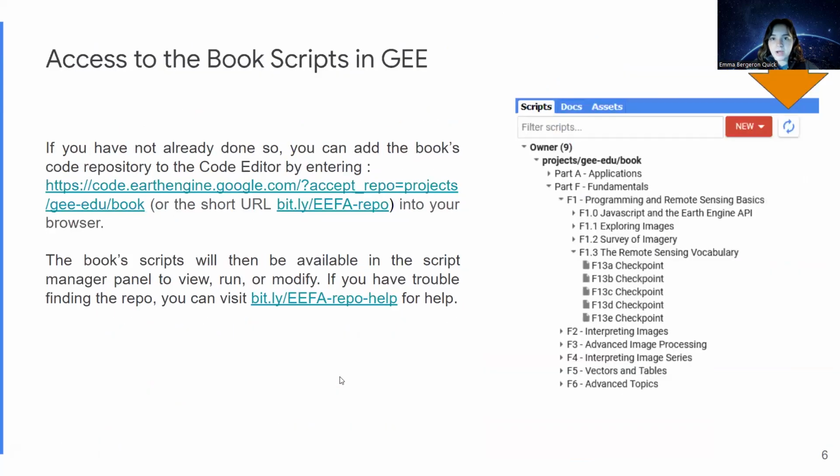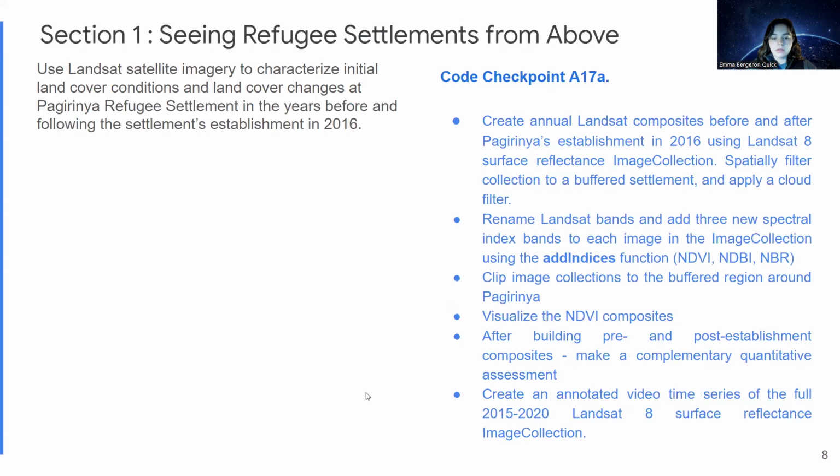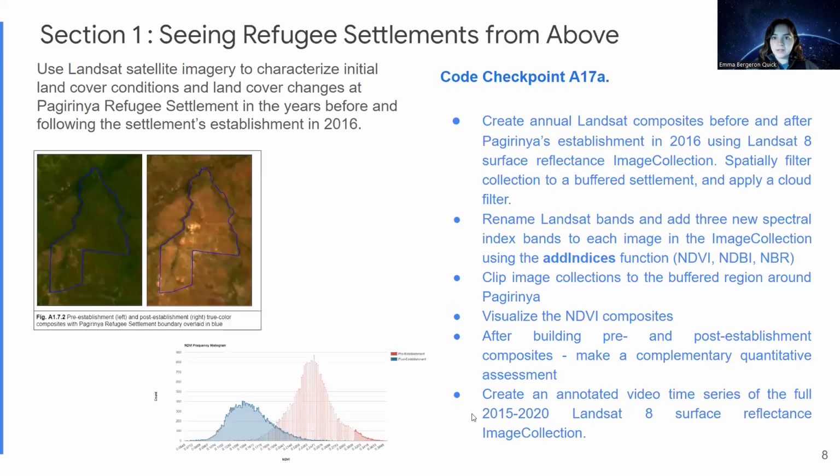So before we go into the practice, you can access the book scripts in GEE. You've got the code editor here, and you've got the book scripts, all available in the slides. So let's start with section 1. We're going to be seeing refugee settlements from above. This is kind of the basics.